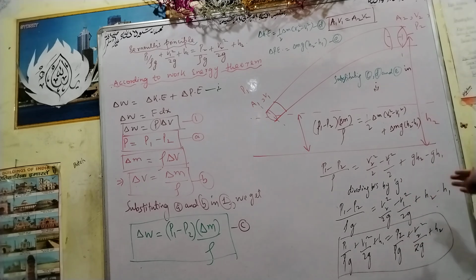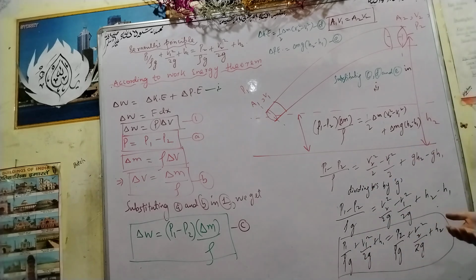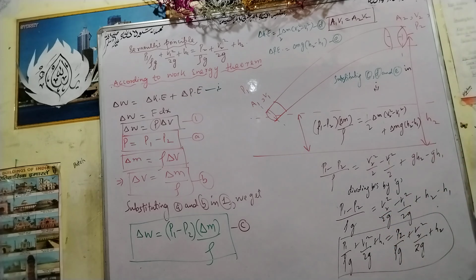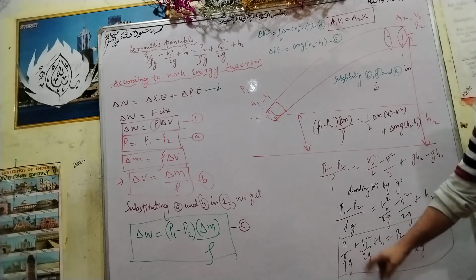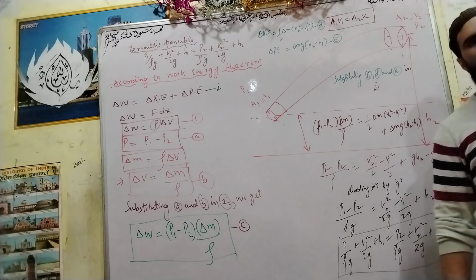Then transposing the terms containing subscript 1 on one side and the terms containing subscript 2 on the other side, we will obtain the expression P1 by rho g plus V1 square by 2g plus H1 is equal to P2 by rho g plus V2 square by 2g plus H2. That's how Bernoulli's principle can be derived.